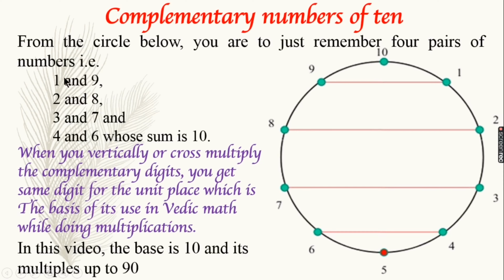9 into 4 is 36. 1 into 6 is 6. So you have 6 at the unit place. And 9 into 6 is 54, and 1 into 4 is 4. You have 4 at the unit place. So this is made use of in these multiplications, and let us see how it helps us.